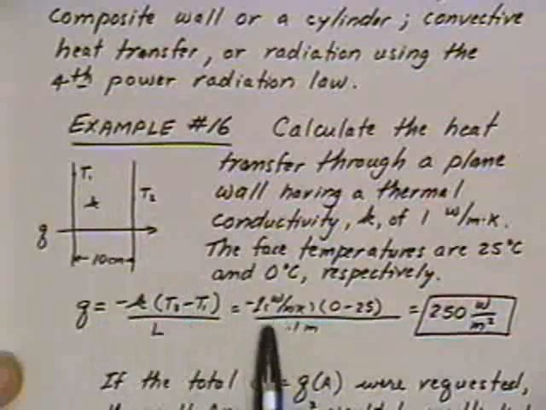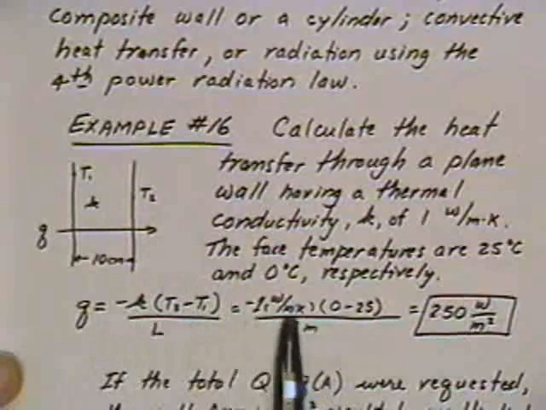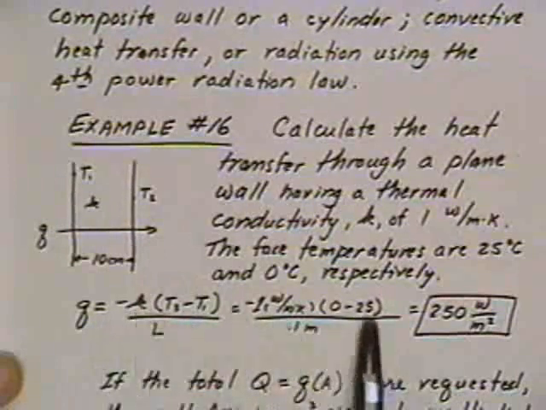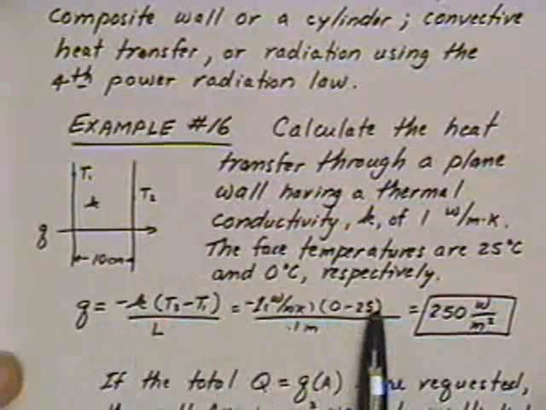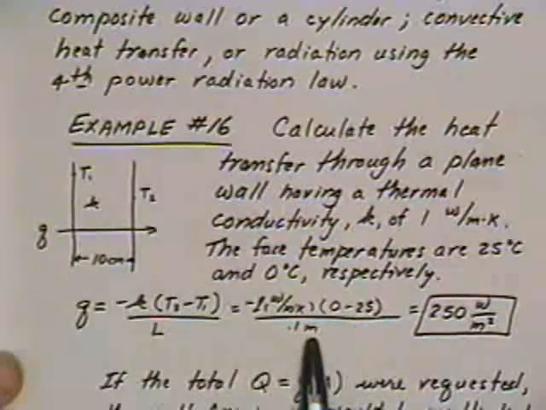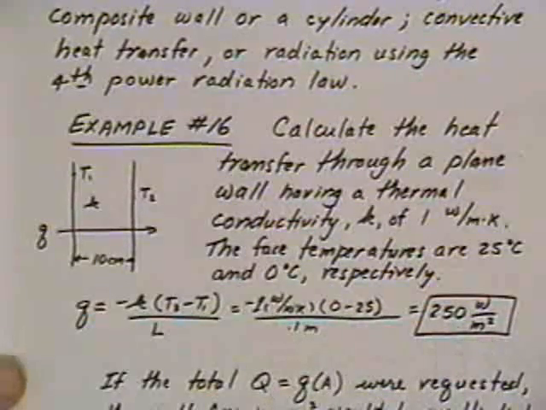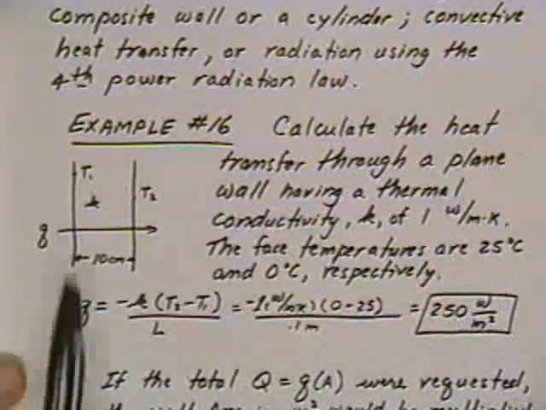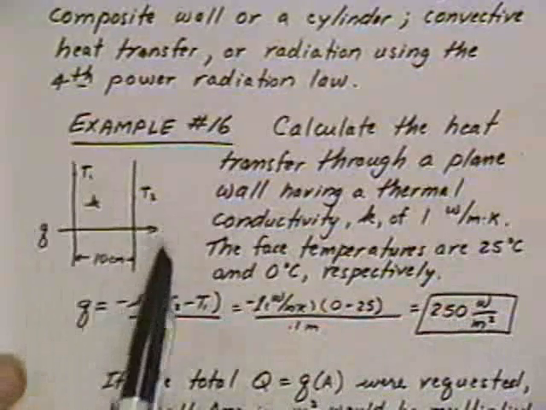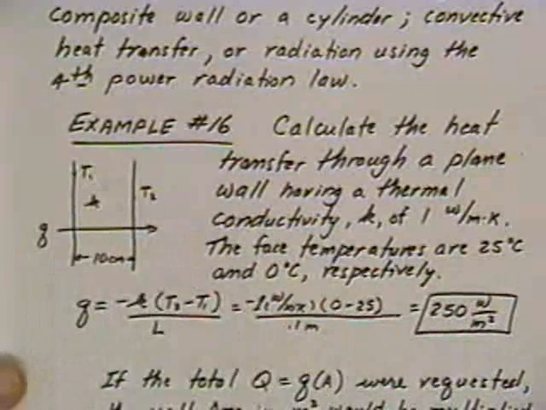So in this particular case, we plug in 1 watt per meter Kelvin for the thermal conductivity k. The delta T is 0 minus 25, T2 minus T1. Length is 1/10 of a meter. And so you work this out and you've got 200 watts per square meter as the heat transfer through this plane wall with these two temperatures, T1 and T2, at 25 degrees C and 0 degrees C respectively.